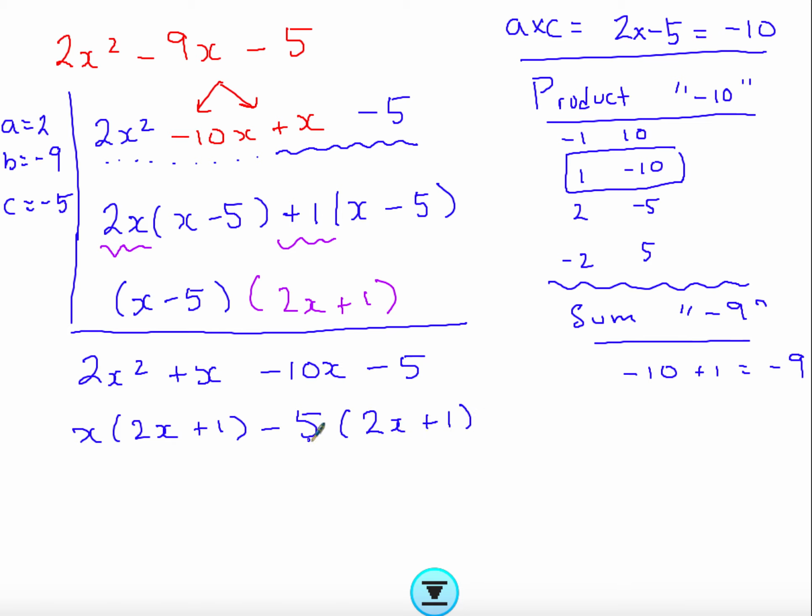And check your factorization, just make sure that's correct. I am getting the same bracket, 2x plus 1, and then whatever is left over, which is x minus 5. And notice how we got the same factorization here. You can expand out if you want to, just to double check.